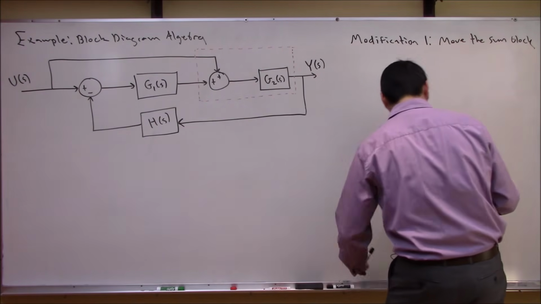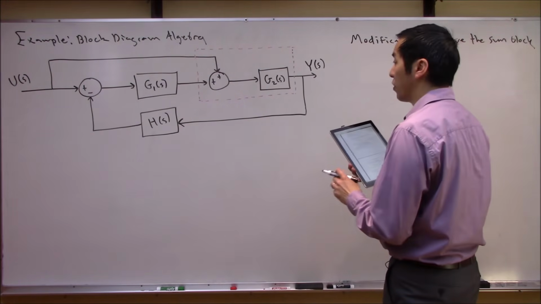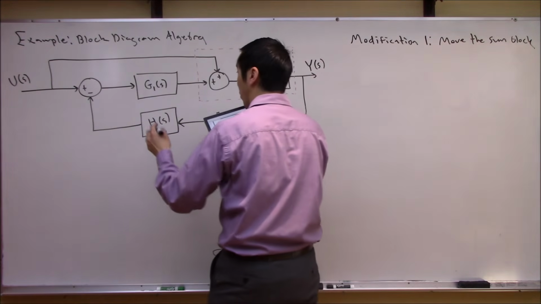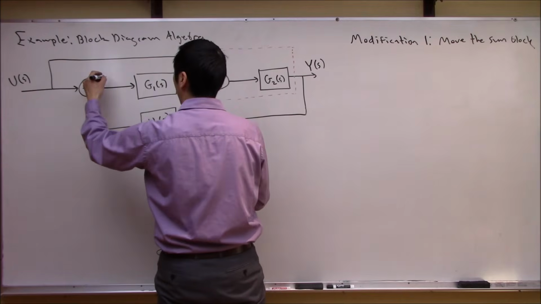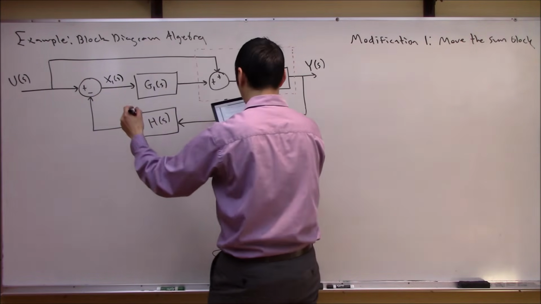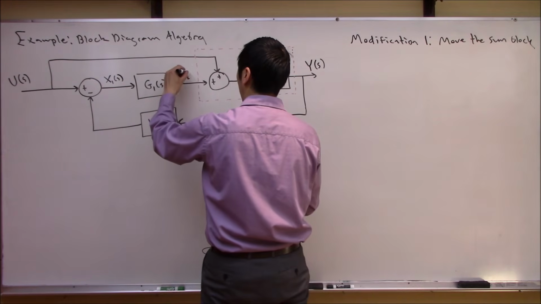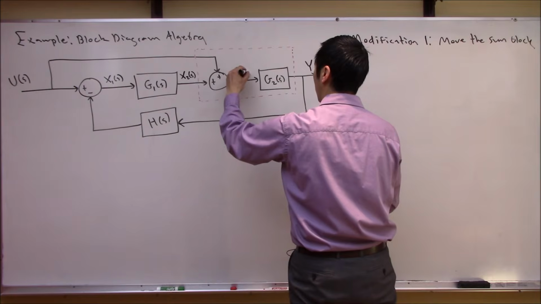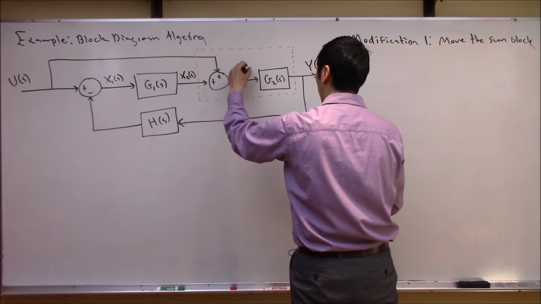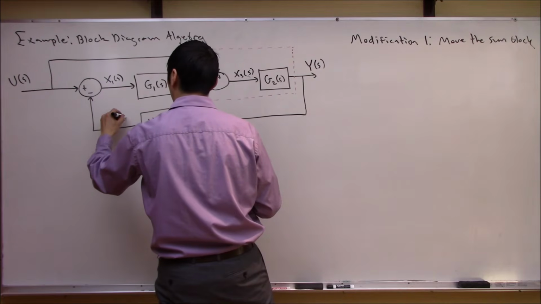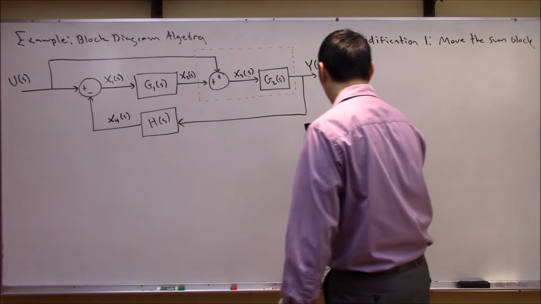Actually, sorry, maybe before we do this, it's very helpful if we label some of these intermediate signals so we know what we're talking about. So let's call this signal right here x1. And let's call this signal right here x2. We'll call this signal here x3 of S. And we'll call this signal over here x4. Okay, so those are the signals.